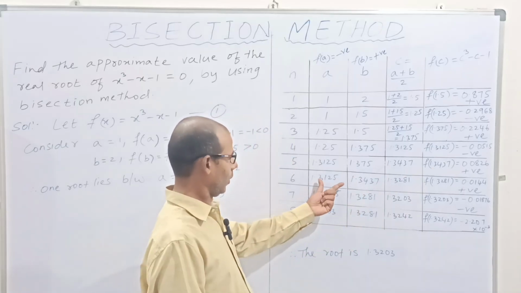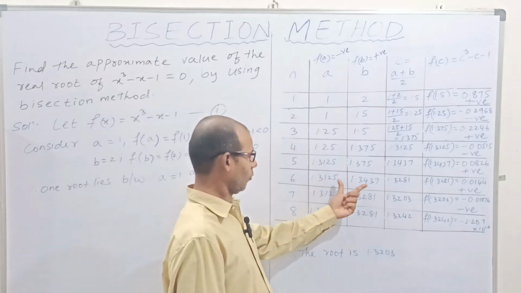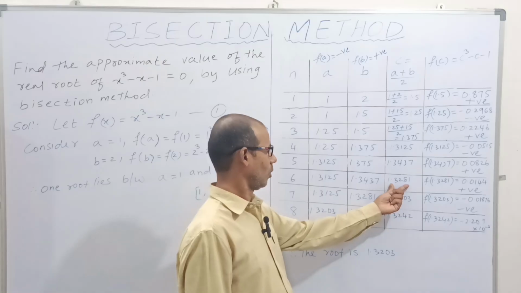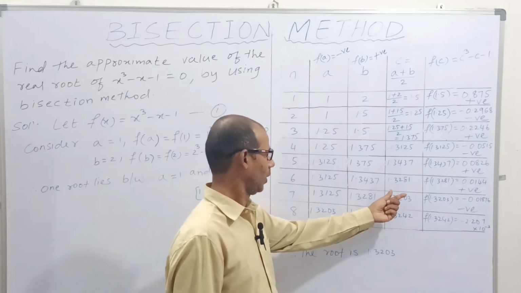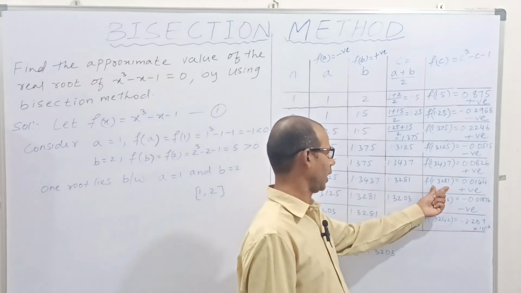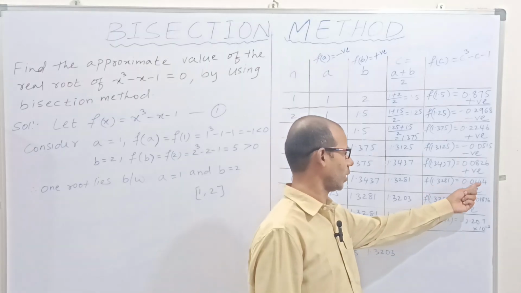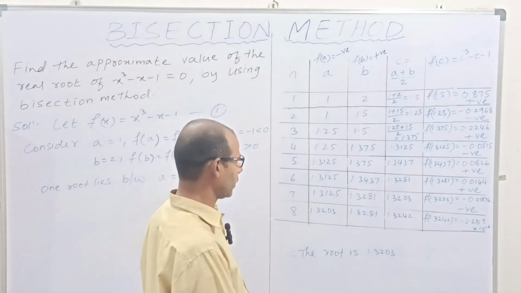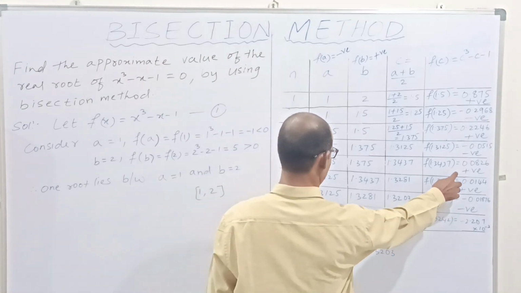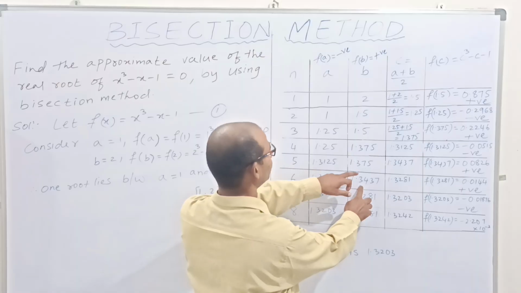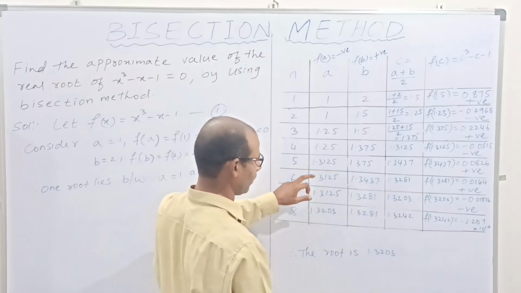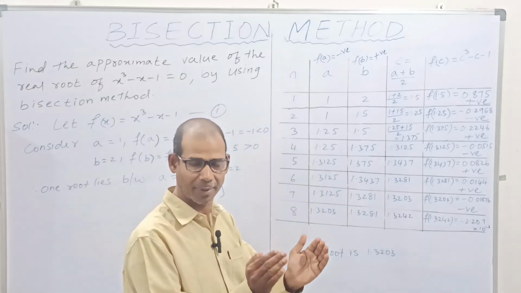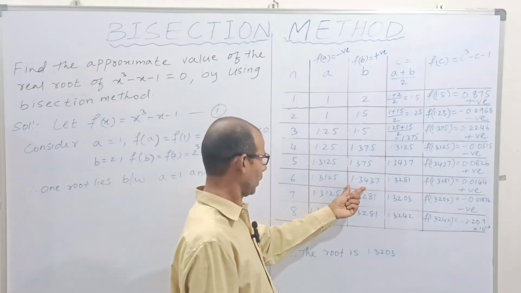Now finding the average of these two values A and B, we will get the value of C as 1.3281. The function value at 1.3281 is 0.0144. So that is positive. Once it is positive, which one do we have to replace? We have to replace the B value. So the A value is the same, the B value is changed. See, further we are coming closer to find the root.